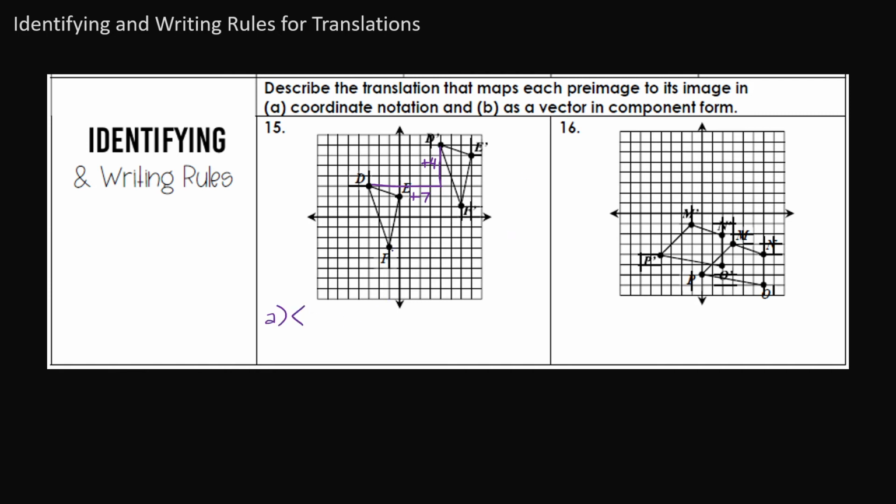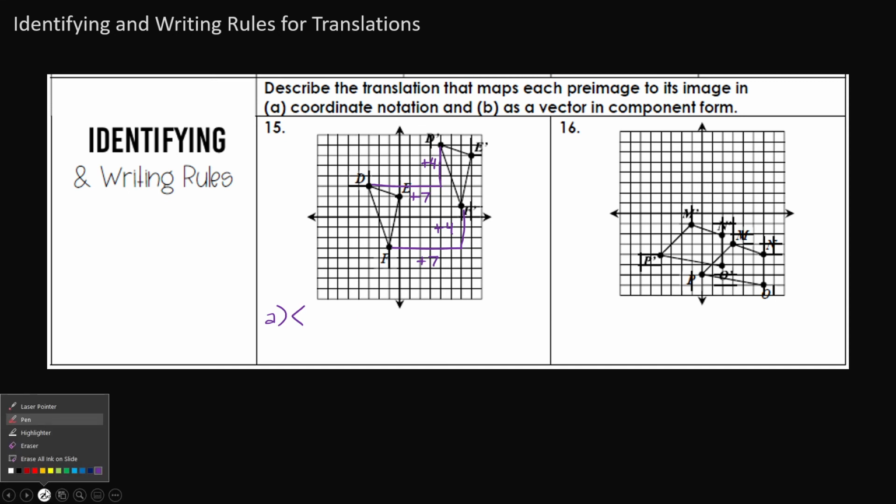And just to confirm, if I look at F to F prime, let me see, 1, 2, 3, 4, 5, 6, 7, and up 4. And if you did the same thing with E, I can see that these triangles are the same size and shape. I know that we are shifting 7 to the right and 4 up.